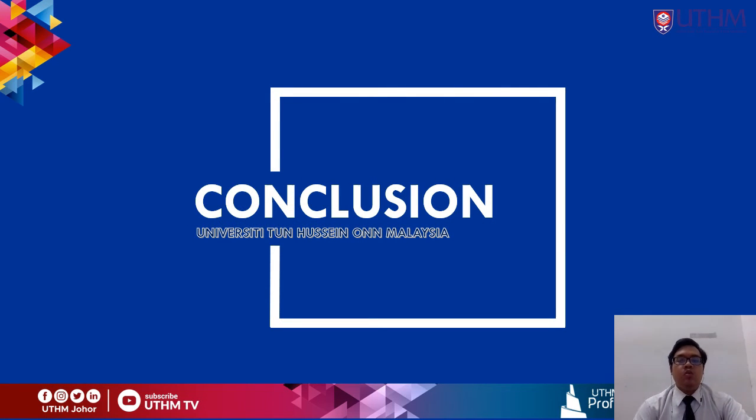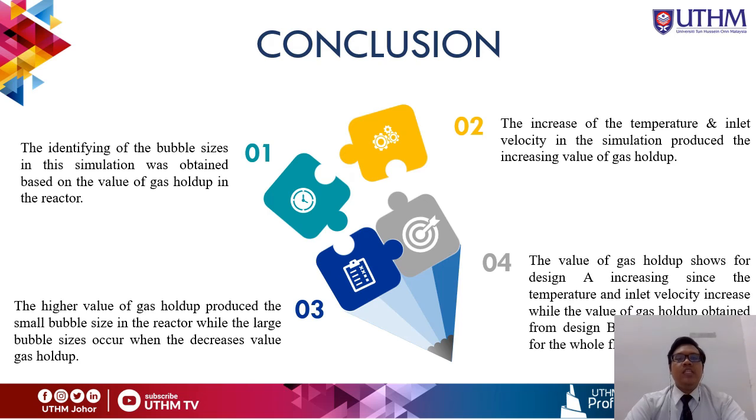Next, we go to the conclusion. In conclusion, the identity of the bubble size in the simulation was obtained based on the value of gas holdup in the reactor. The increasing of the temperature and inlet velocity in the simulation produced the increasing value of the gas holdup. Therefore, the higher value of the gas holdup produced the small bubble size in the reactor, while the largest bubble size occurs when the value of the gas holdup decreases.